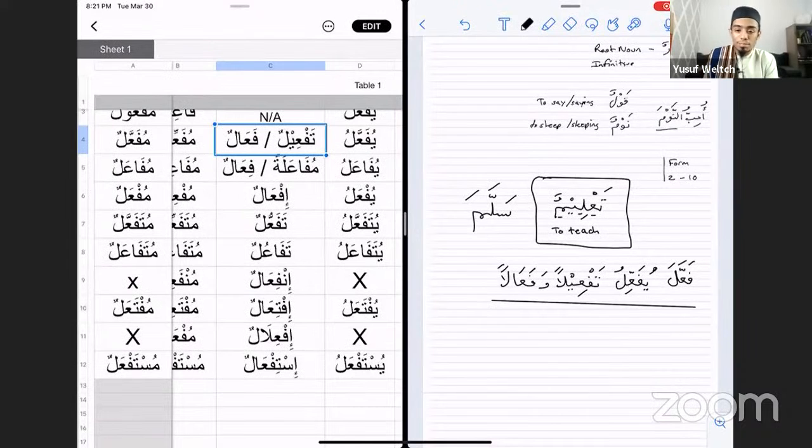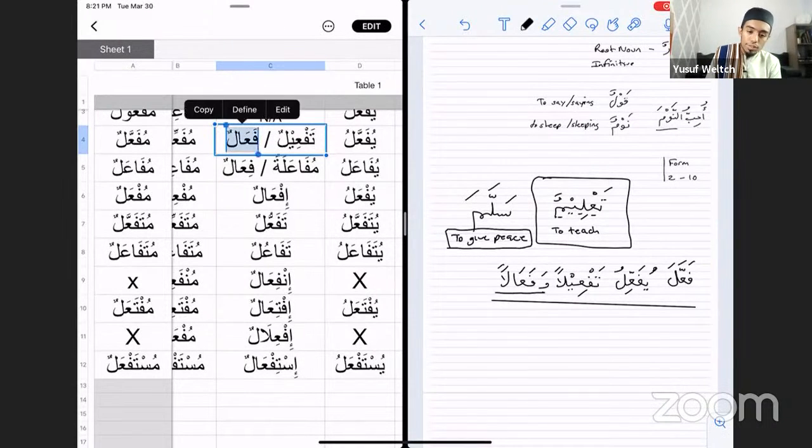So tasliman and salaman. What does salam mean? To give peace, or literally to say assalamu alaikum. So if you know that the word salam comes from form 2, fa'al and salam right here on this chart, then you know that it's automatically form 2. Whenever you want to say the verb version of to give salam, you would go for sallama yusallimu.